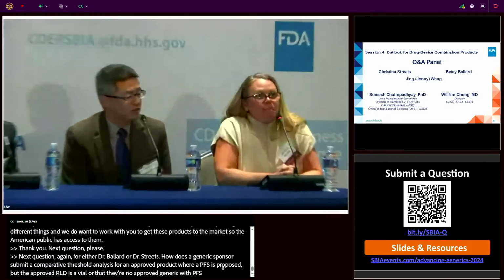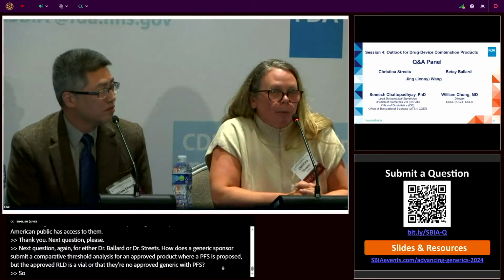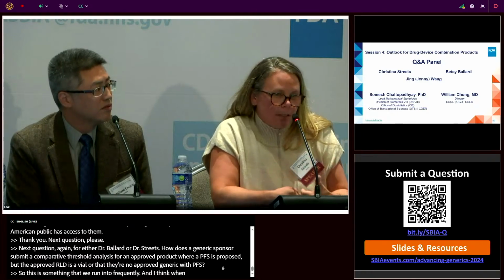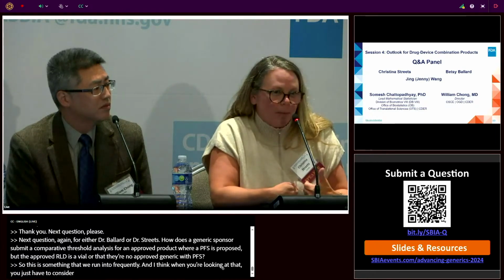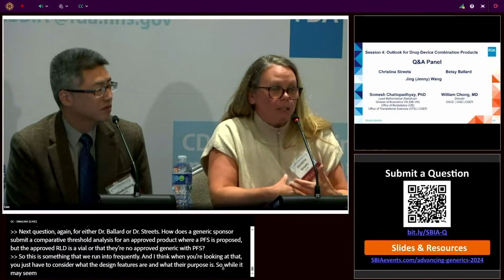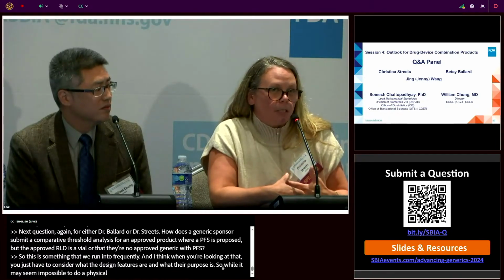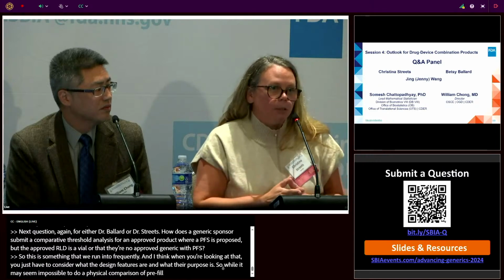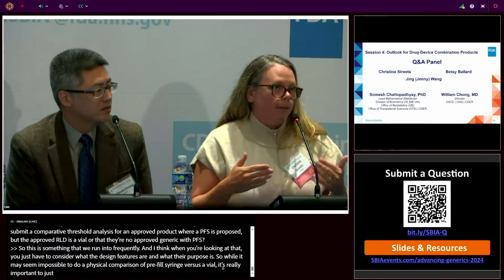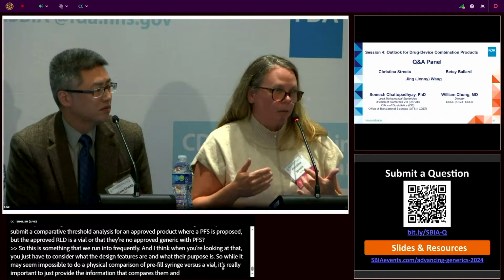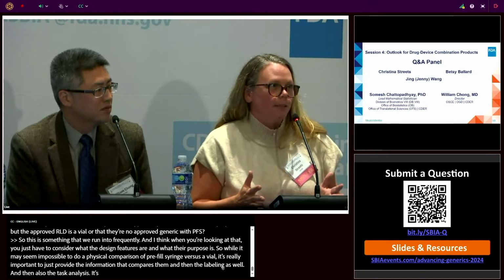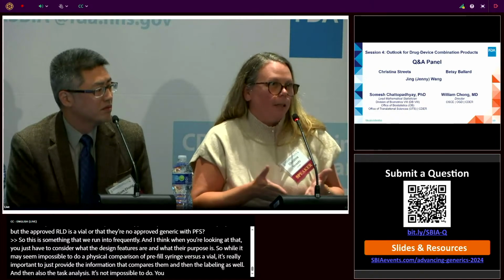Okay, so this is something that we run into frequently. And I think when you're looking at that, you just have to consider what the design features are and what their purpose is. While it may seem impossible to do a physical comparison of a prefilled syringe versus a vial, it's really important to just provide the information that compares them, and then the labeling as well, and also the task analysis. It's not impossible to do. You just have to submit the information and the comparison.